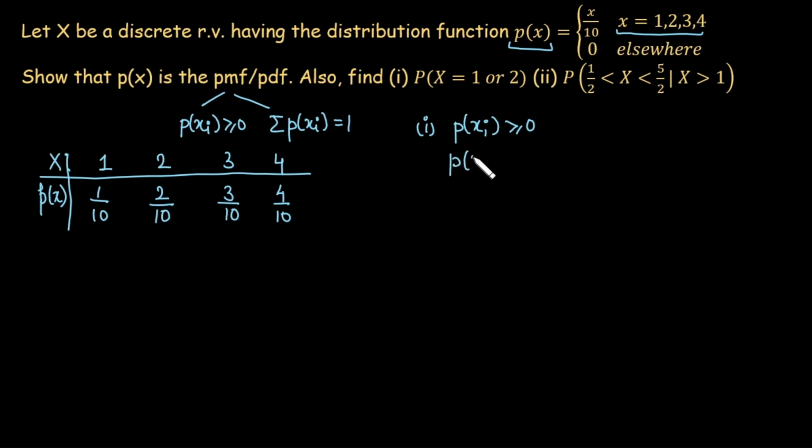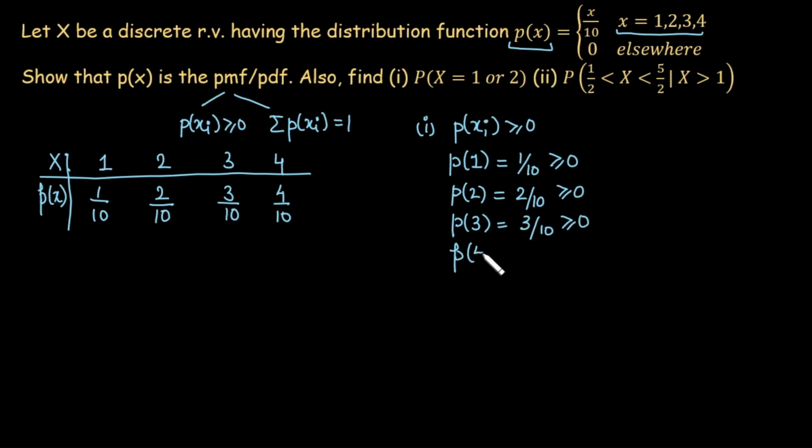So what is the probability when x is equal to 1? That is 1 by 10 and it is greater than or equal to 0. Probability when x is equal to 2, that is 2 by 10, that is also greater than or equal to 0. Probability when x is equal to 3, that is 3 by 10, that is also greater than or equal to 0. Probability when x is equal to 4, that is 4 by 10, that is also greater than or equal to 0. Second condition is sum of all the probabilities is equal to 1.